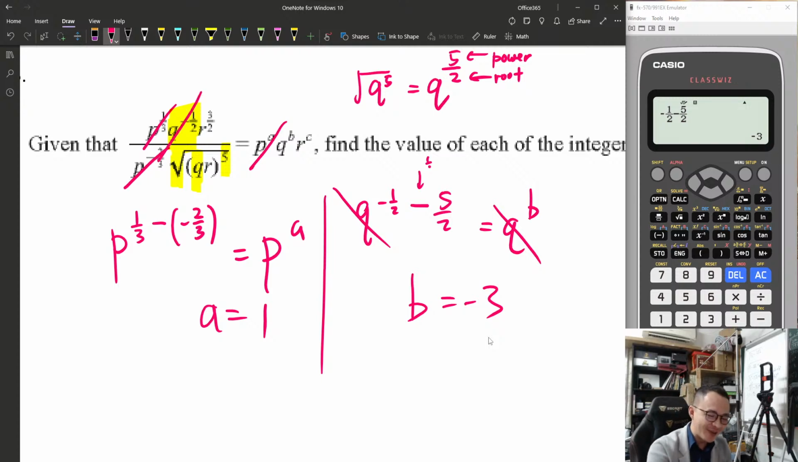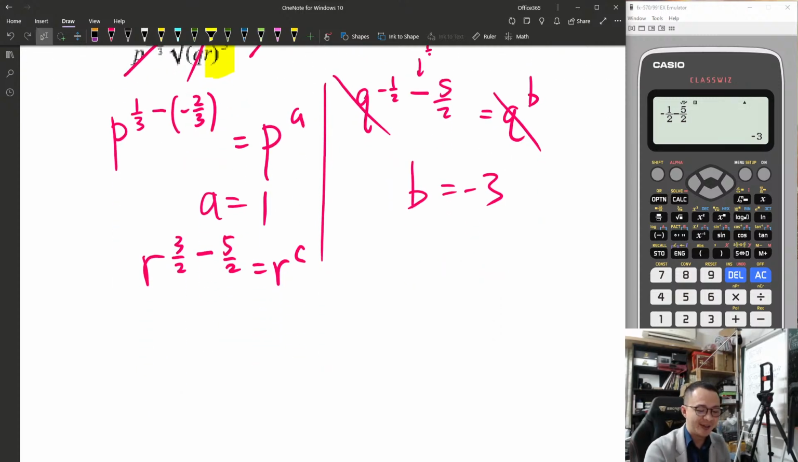Alright, now we settle q. Lastly is about r. So let me cancel my highlight here. So r over here is r power of 3 over 2 divide r power of 5 over 2. So r power of 3 over 2 divide means minus r power of 5 over 2 equals to r power of c. Then this one you can just minus them. So this one should be negative 1, isn't it? So c is negative 1. Done.